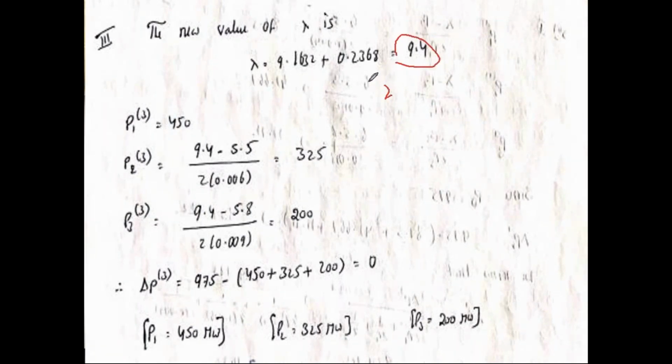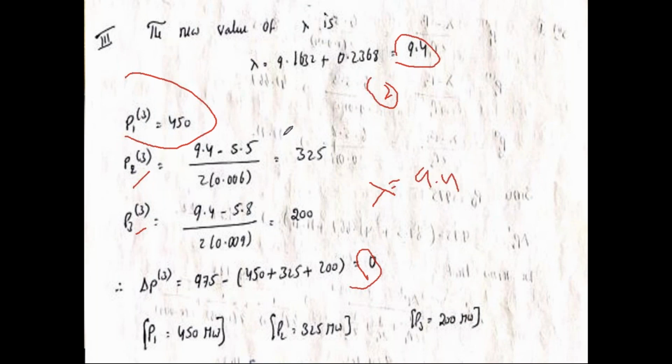So 2 times we have updated the lambda value. P1 is already fixed. Then we have to find P2 and P3. If you add all this, then finally you will get 0. It means that the lambda value is 9.4 for getting this scheduling. So this is the way of finding the lambda value, PG1, PG2, PG3 values, and C1, C2, C3 and total cost in the second method.